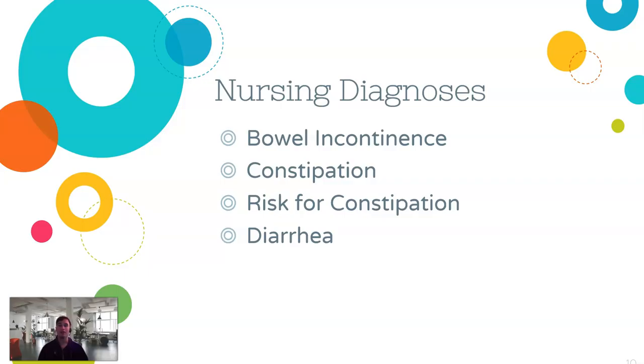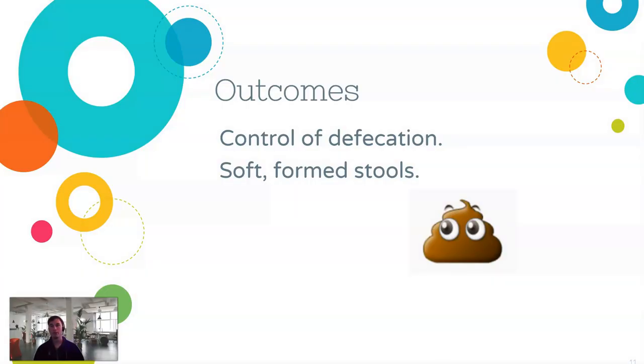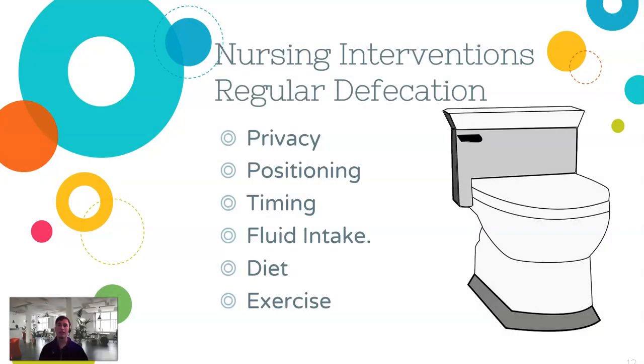So what are the outcomes that we want to see? Simply put, our outcome that we're striving for the patient is control of defecation, and when they are defecating, we want to have soft, formed, regular stools. So how do we get there, and what nursing interventions can we provide for regular defecation?